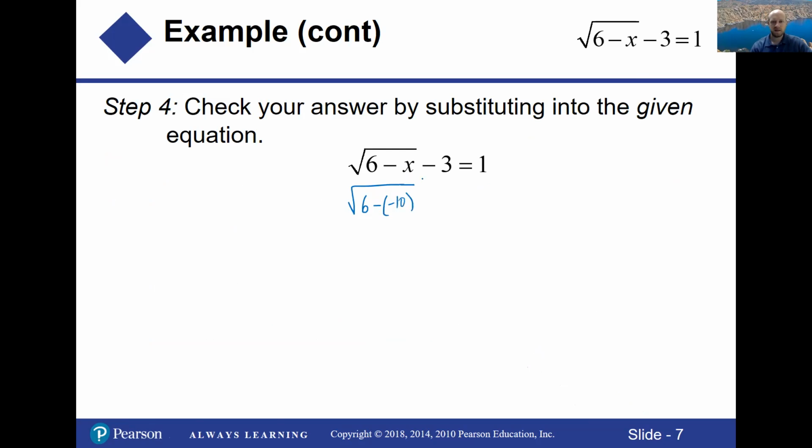Because I'm substituting in for x. This subtraction symbol stays. And then -3 on the outside of the radical equals 1. And it's important to keep the subtracting 3 on the outside. So I'm going to do the same thing that I did before. Okay, so are these two sides of the equation equal?